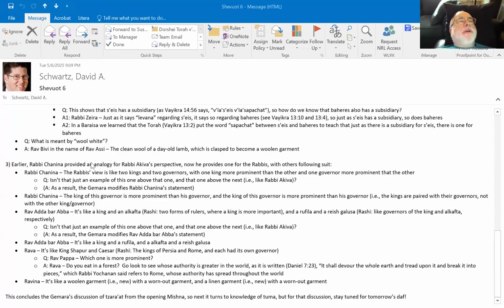And it was about that time that Rome started deprecating its currency, and its currency stopped being the worldwide standard. So that was probably just a little bit later. But the bottom line seems to be that everybody is trying to use an analogy that they feel will work with the community in which they're located. And so as a result, Rav Ada is focused on kings Al-Kata, Rufila, and Reish Galusa, and Rav is focused on King Shapar and Caesar.